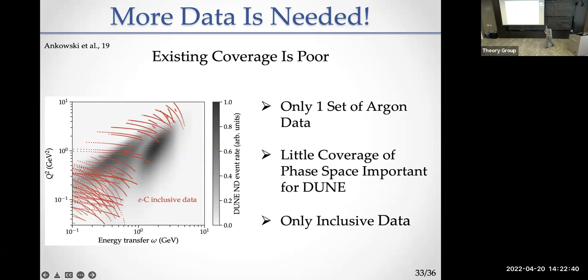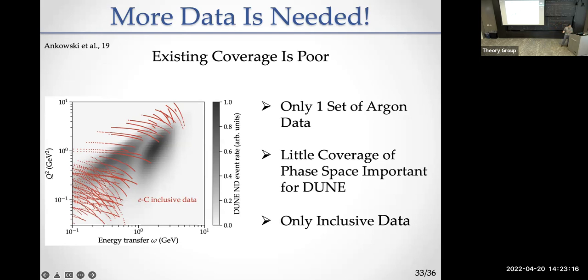Also the coverage is not ideal. This is the Dalitz phase space, and I've now switched the x and y axes to energy transfer and q squared. Electron-carbon is one of the best covered nuclei, and all the existing data points are in red. You see it covers a lot of the quasi-elastic scattering region. But in the darkest region, where the DIS or shallow inelastic scattering region happens, there's actually not much data coverage. That's something we want to fix. And the most important thing is there's only inclusive data available.